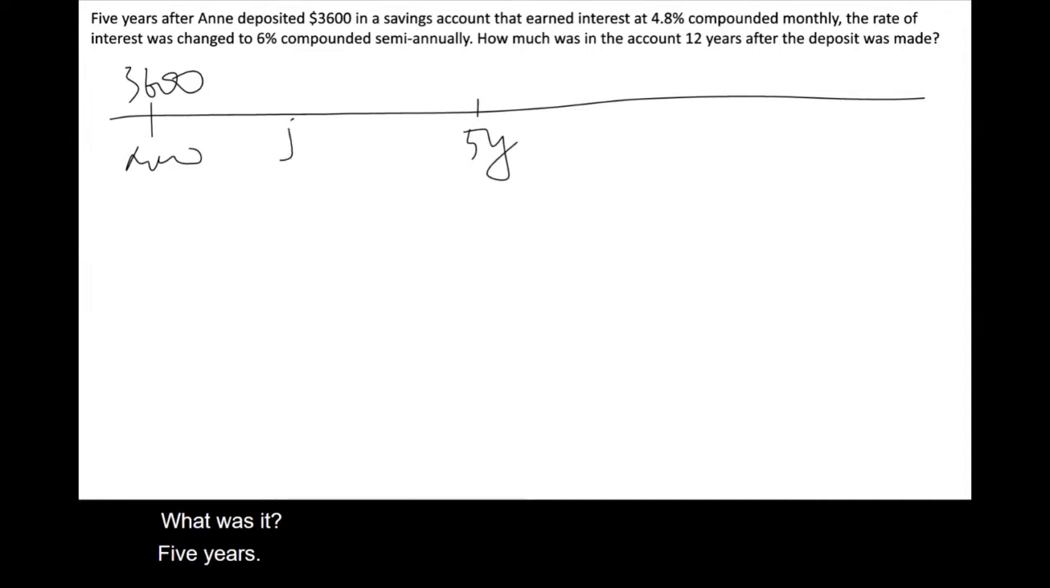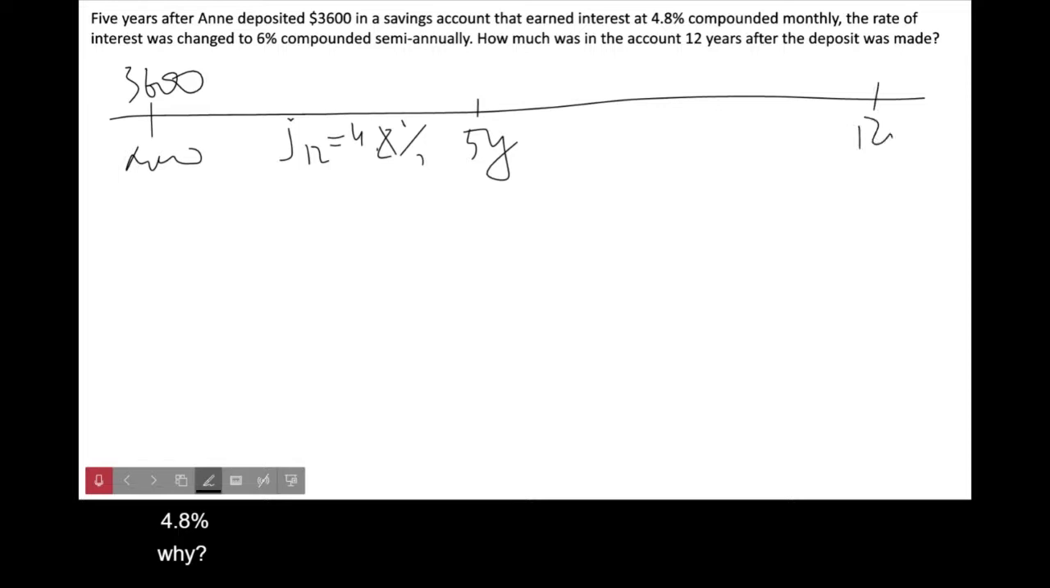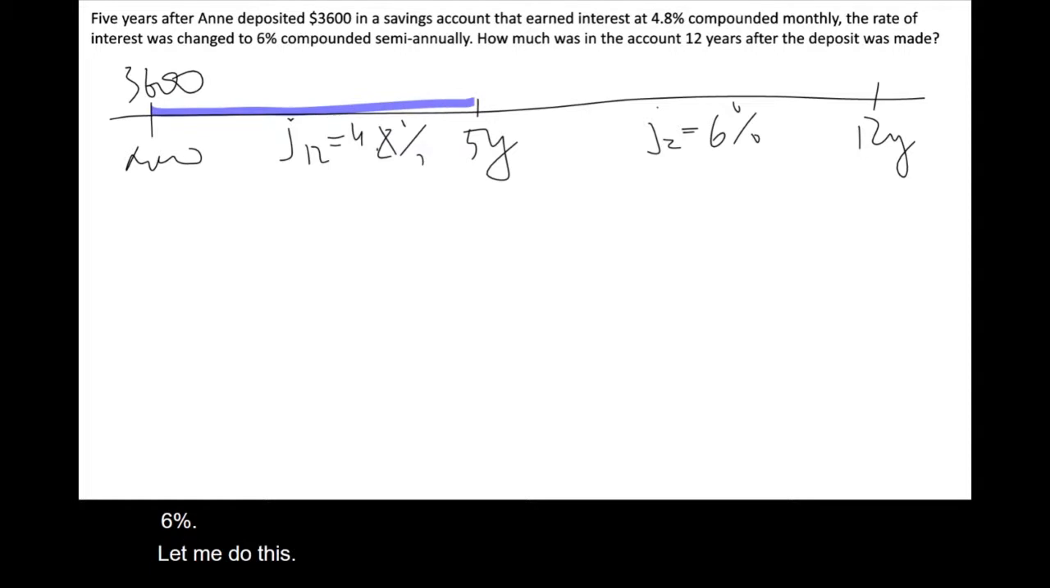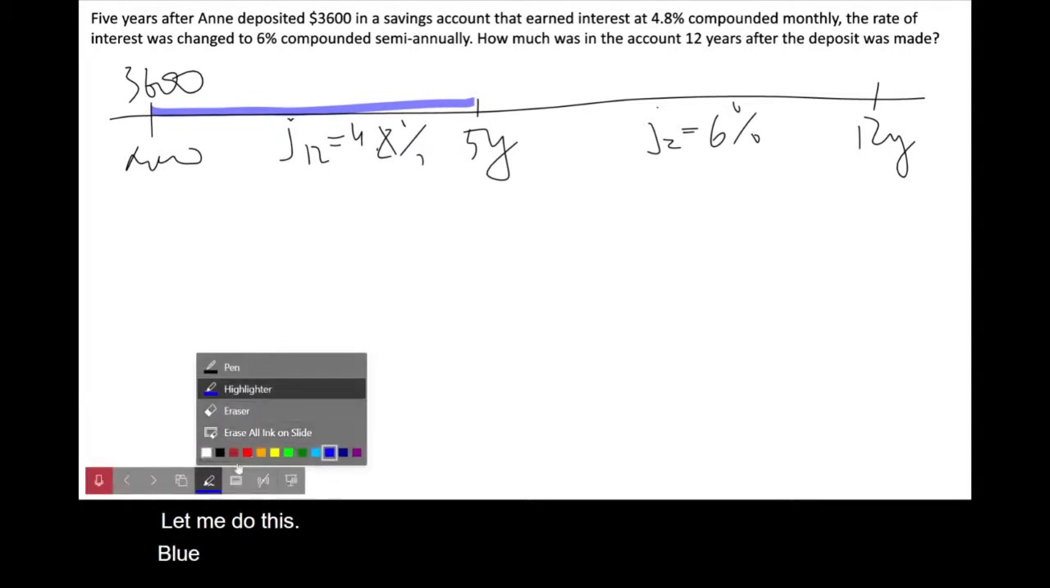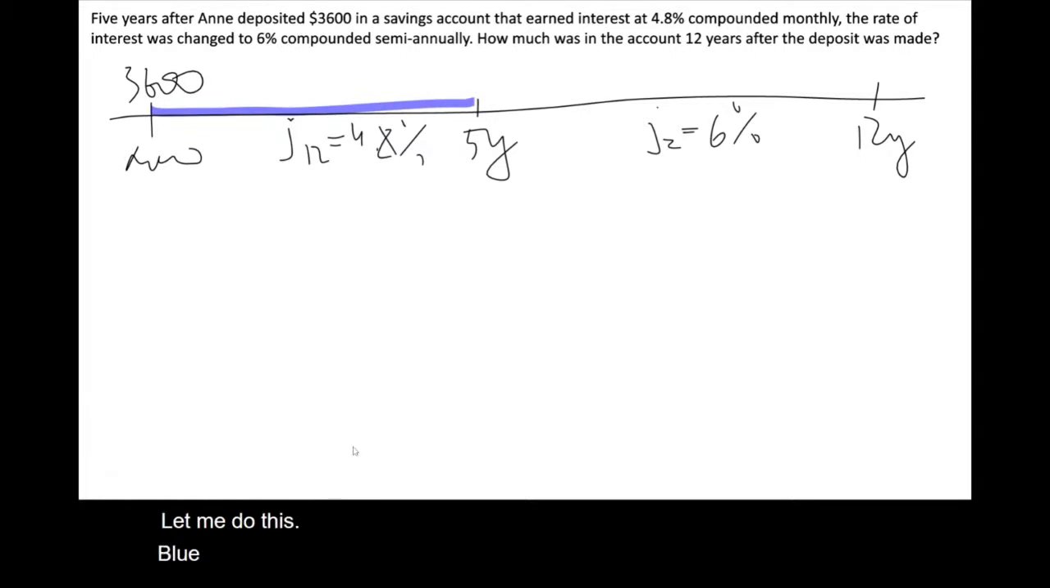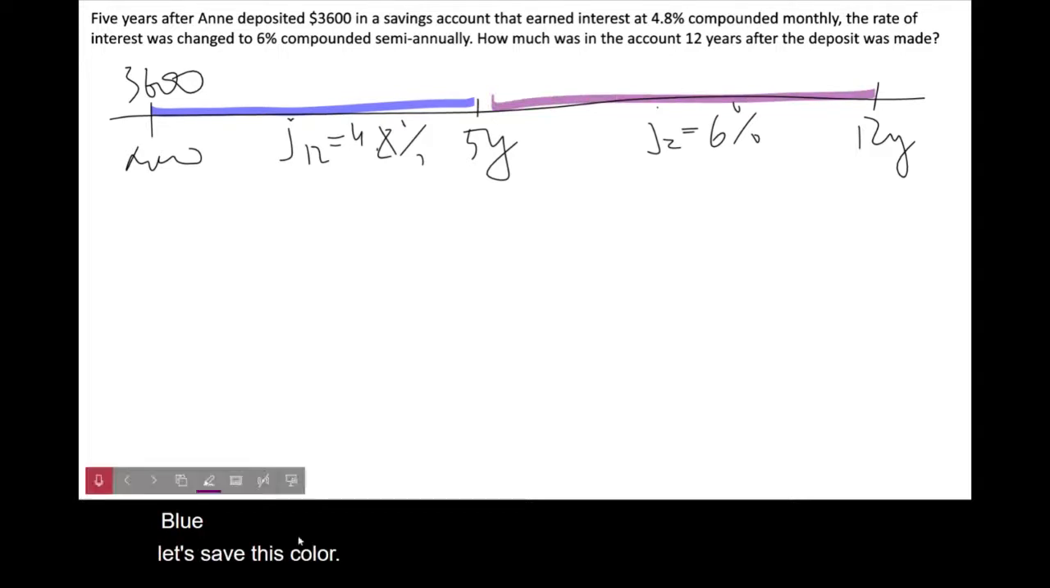We have J12, 4.8%, right? And we have 12 years, and J2, 6%. Let me do this. Blue, and what? Let's say this color. So let me use respective colors.